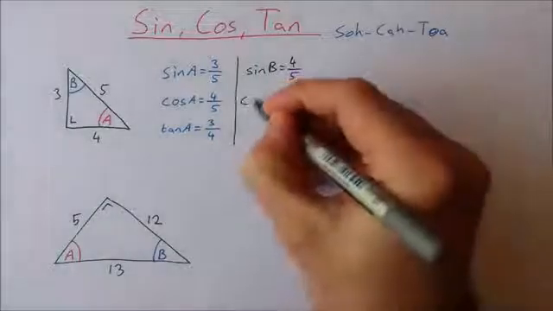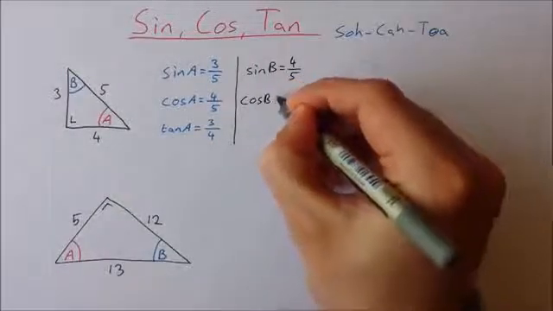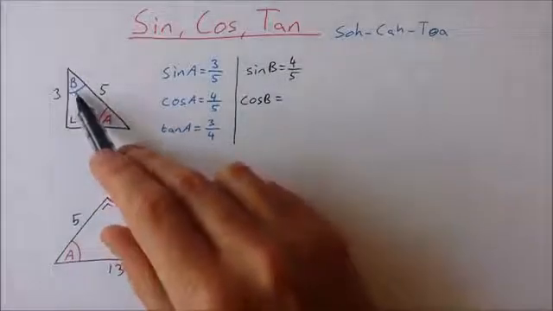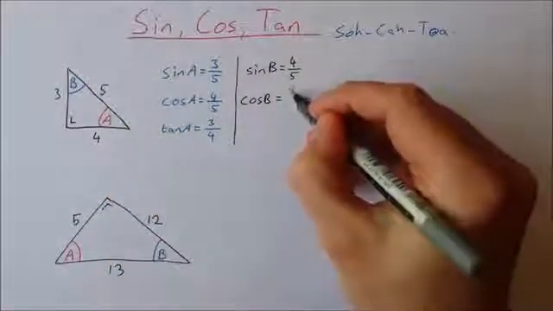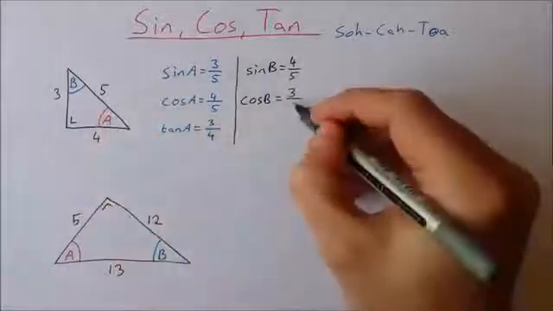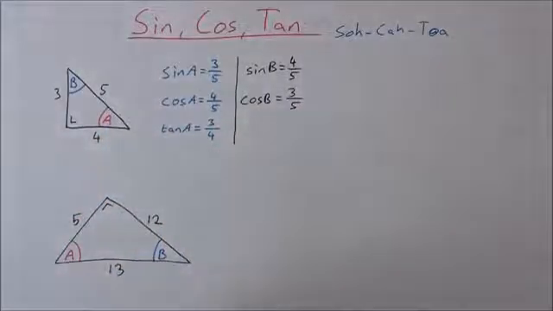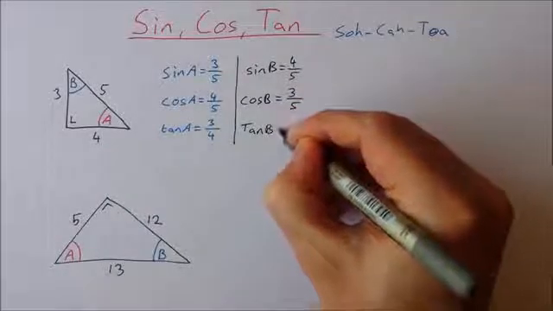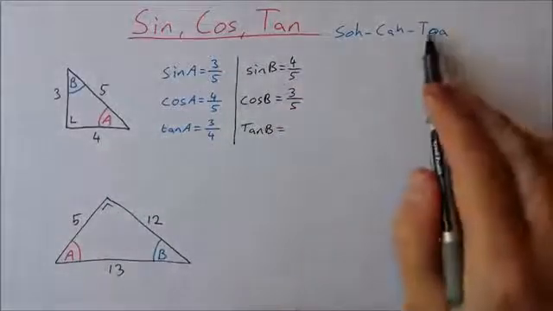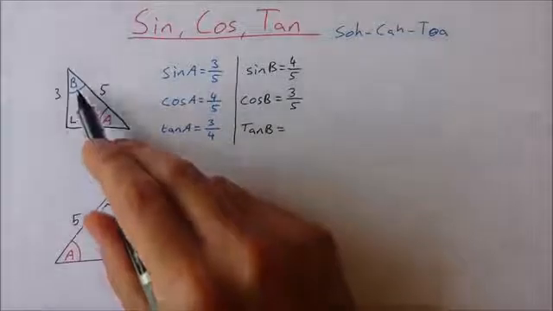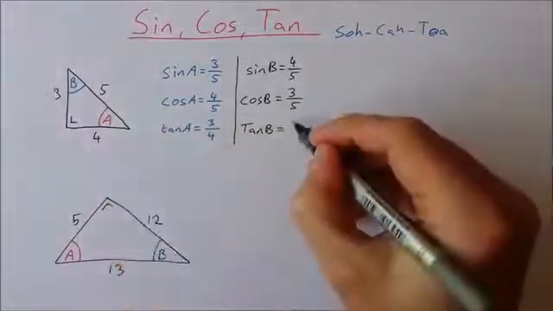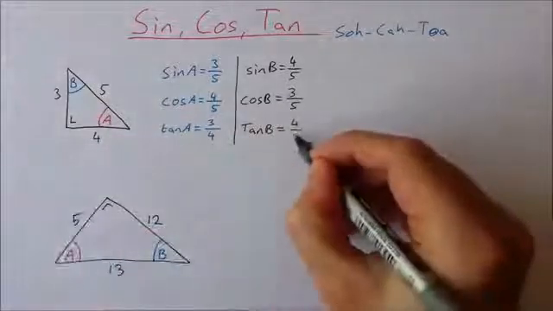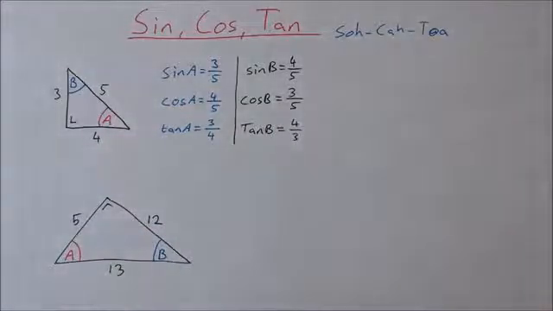Cos of B. Cos is adjacent over hypotenuse. Adjacent is 3. Hypotenuse is 5. And then the tan of B is opposite over adjacent. Here's B. Opposite is 4. And adjacent is 3. So it's 4 over 3.